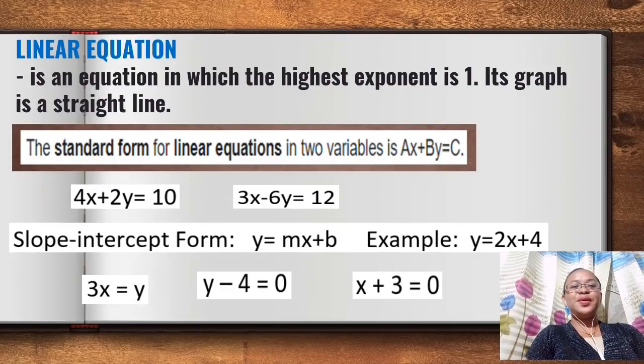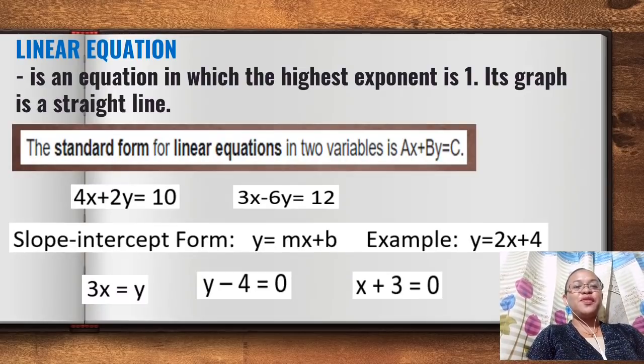These are examples of linear equations in standard form. 4x plus 2y equals 10. The A is 4, B is 2, and C is 10. Next example, 3x minus 6y equals 12. The A is 3, the B is negative 6, and the C is 12.